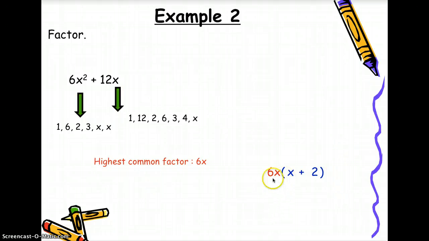So we use the distributive property. 6x times x will give you 6x squared. That's correct. Then 6x times 2 is 12x, and that's correct. So your factors are 6x times the quantity of x plus 2.